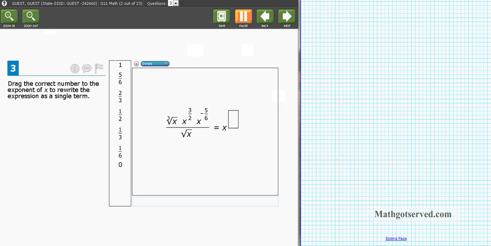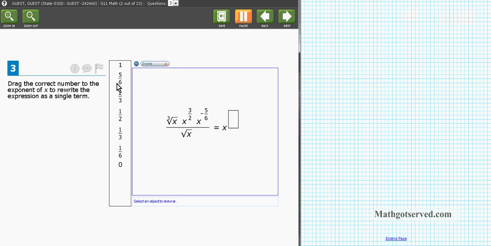All right, let's take a look at question 3. This is another drag and drop question. It says drag the correct number to the exponent of x to write the expression as a single term. So let me just show you something real quick. You can drag any of these and put it in the box right there, okay? And if you don't want it, and maybe you want to change your answer, or there was an accident, you just click delete, and then you click on the object you want to remove, okay?